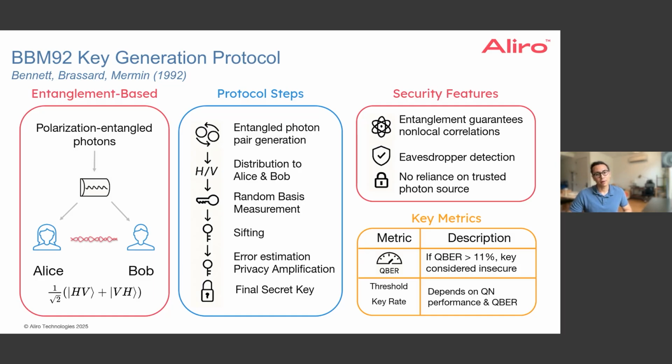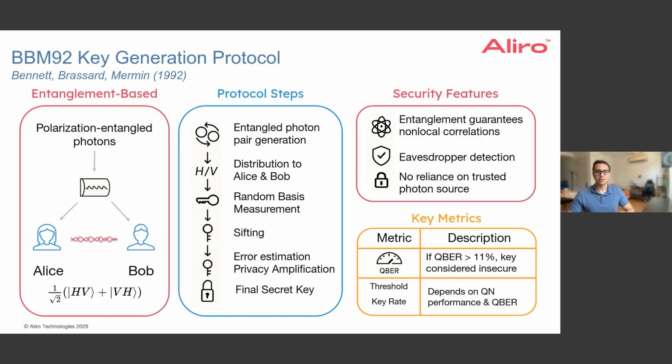Finally, there's a step called privacy amplification. And this is, as the description says, it's amplifying the privacy of our key material. So there's some additional exchange of the raw key material to actually amplify the secrecy or the privacy of the bits that Alice and Bob ultimately agree on.